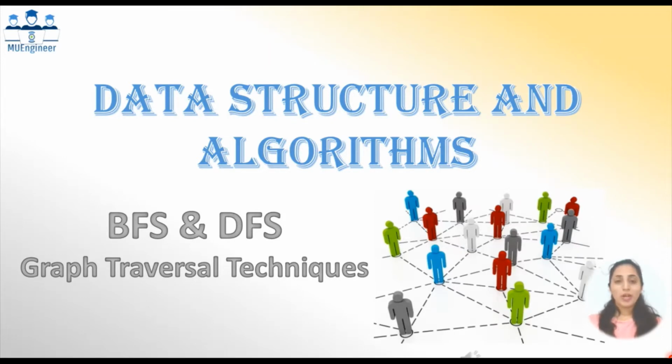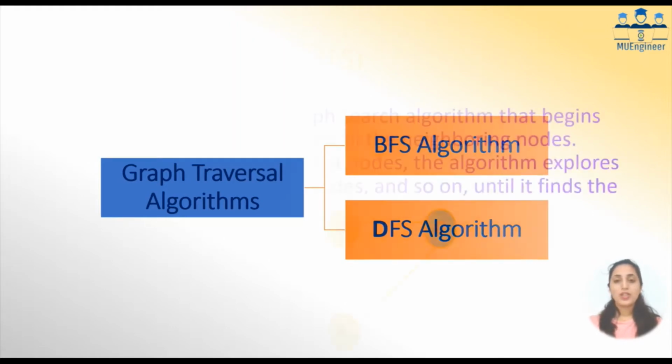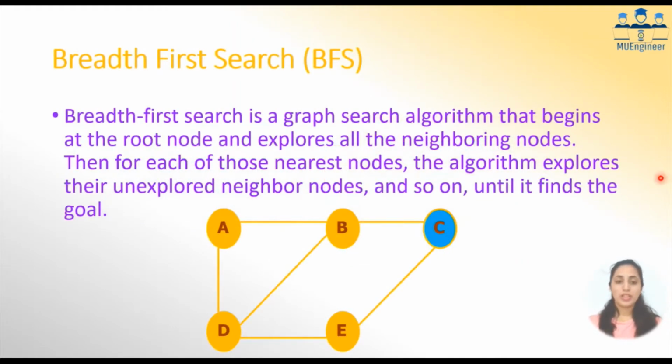The topic that we are going to learn today is BFS and DFS graph traversal techniques. When we are talking about a graph, there are actually two ways we can traverse through the graph and read all the elements of the graph. Those are the algorithms called breadth first search and depth first search. In short, BFS and DFS algorithm. So let's go and understand the algorithm in detail.